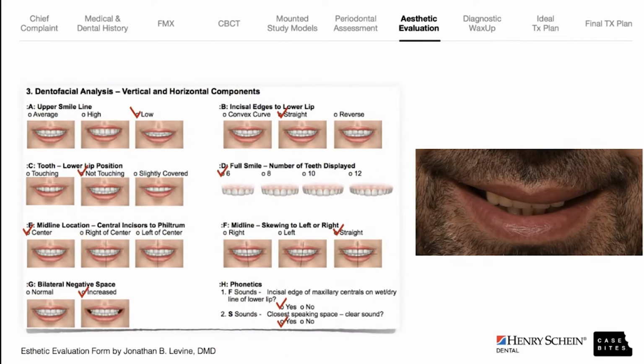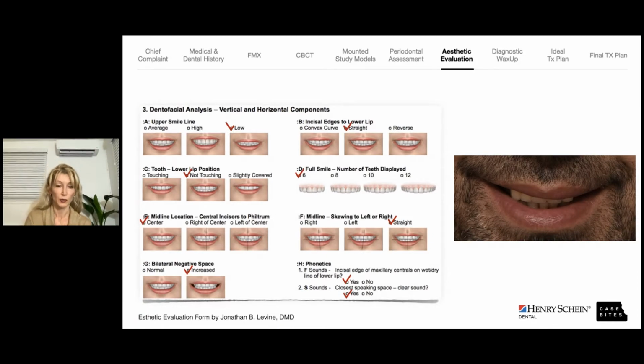We can see his low smile line, at least on this picture. The teeth are not touching, the midlines are centered. He has a straight line between his anteriors, and in terms of midline, it's pretty straight as well.